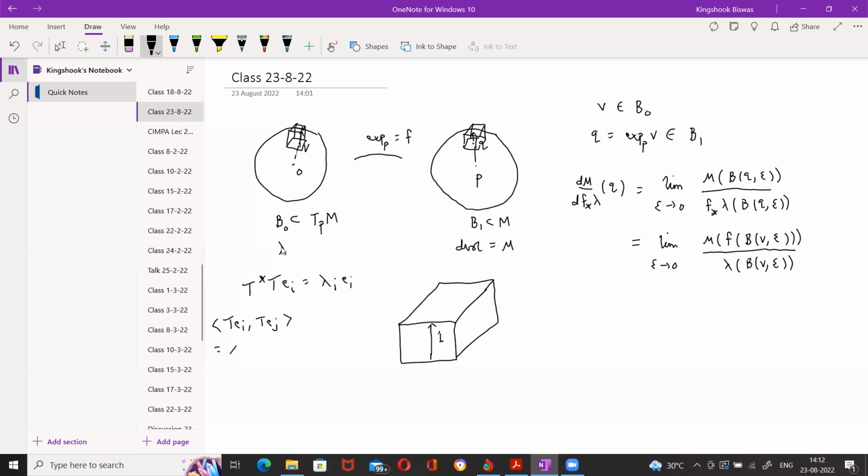So that means that the inner product of T of EI and T of EJ is the same as the inner product of T star T EI, EJ, and this will be the inner product of lambda I EI, EJ. So this is 0 if I is not equal to j, right? So that means the vectors TEI are orthogonal to each other. So I have this one vector which is going vertically, and the other vectors are my TEI.